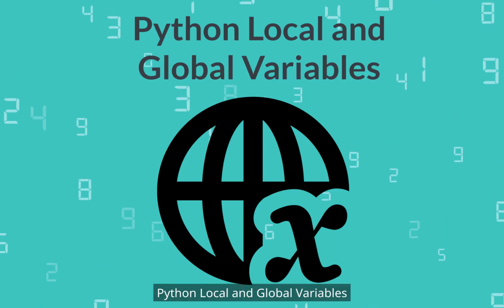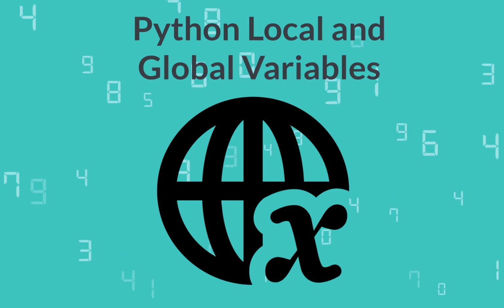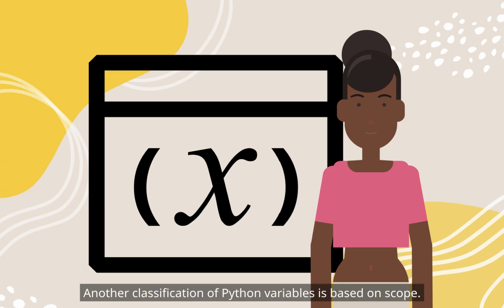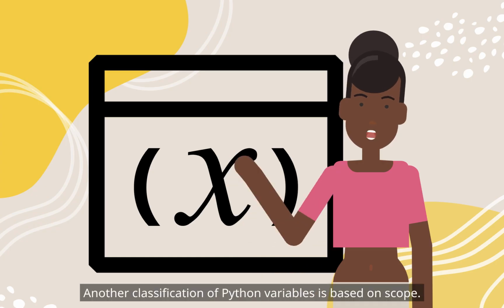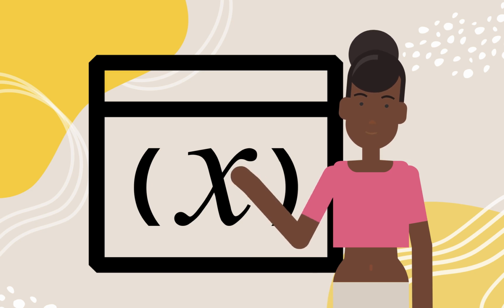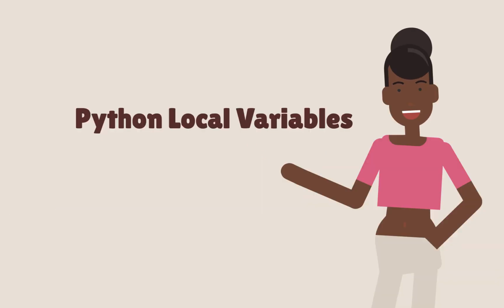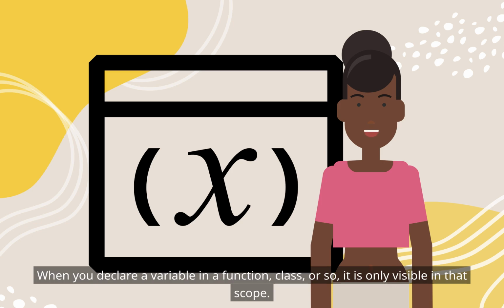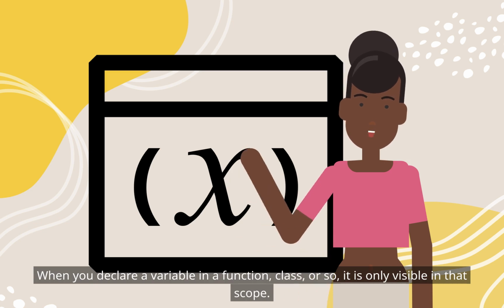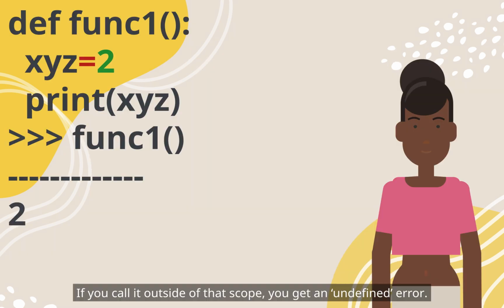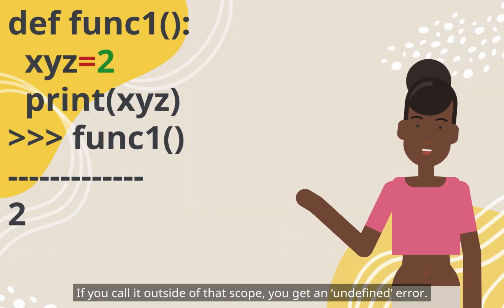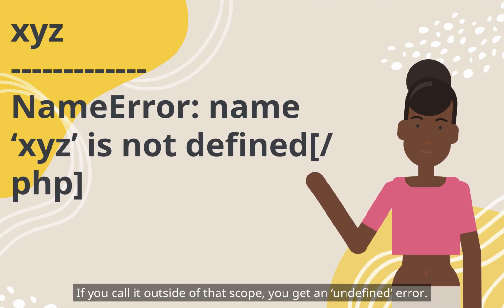Python local and global variables. Another classification of Python variables is based on scope. When you declare a variable in a function, class, or so, it is only visible in that scope. If you call it outside of that scope, you get an undefined error.